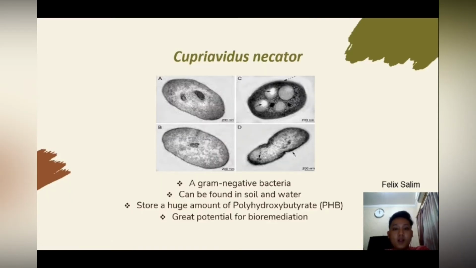The first bacteria is Cupriavidus necator. So this is a gram-negative bacteria that can be found in soil and also water. It also stores a huge amount of polyhydroxybutyrate (PHB) that will be useful for the production of bioplastic. And last is, for additional information, it has a great potential for bioremediation because it can reduce chemical pollutants.